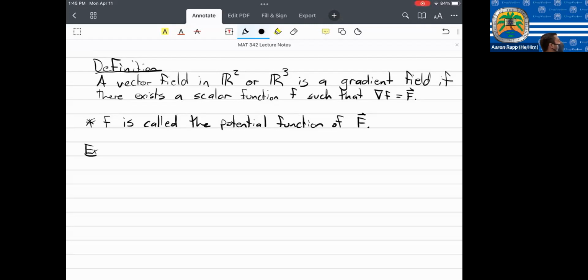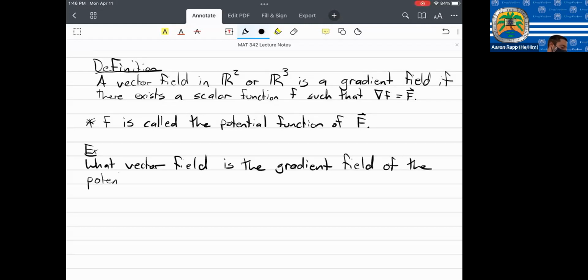So in just a slightly easy example, just to demonstrate the idea of what this is, one vector field is the gradient field of the potential function f of x comma y comma z equal to x squared times cosine of yz plus y squared z squared. Essentially, what is the gradient field created from this potential function?